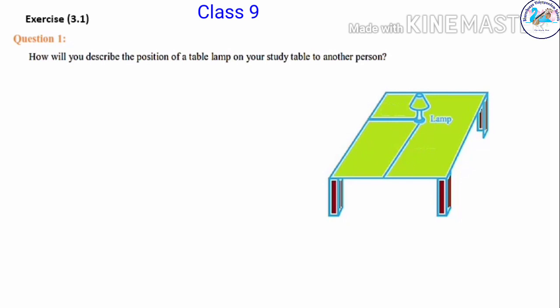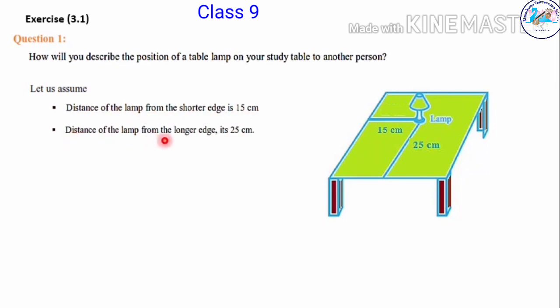So here you can take any two measurements as you wish. Here I am taking 15 centimeter, that is the horizontal distance, and another one is 25 centimeter, that is the vertical distance. So if you know these two perpendicular distances, we will be able to describe exactly the position of this table lamp. Instead of this 15 and 25, you can use some other values also, like 1 feet, 2 feet, any measurement you can use. It's not a problem. Here, let's assume the distance of the lamp from the shorter edge is 15 centimeter, that is this one. And another one is the distance of the lamp from the longer edge is 25 centimeter. That too we have marked here.